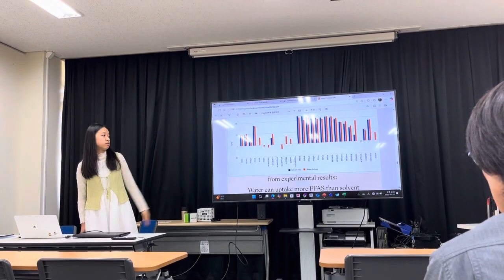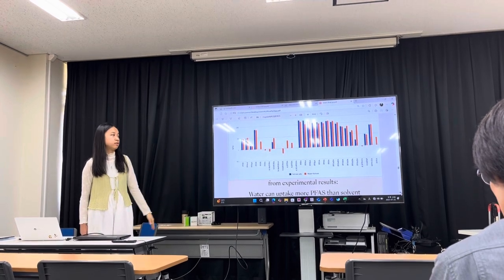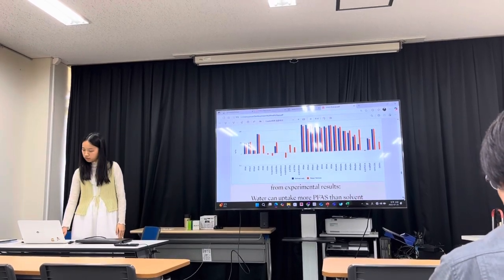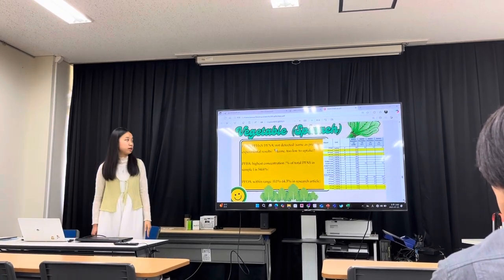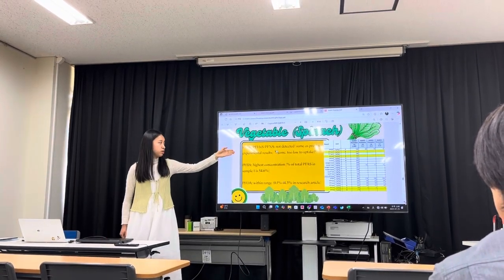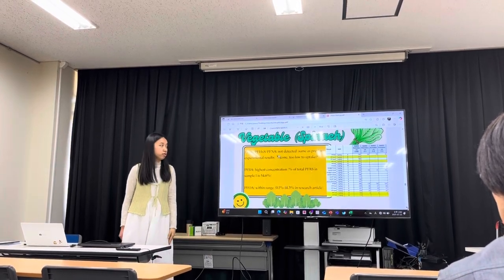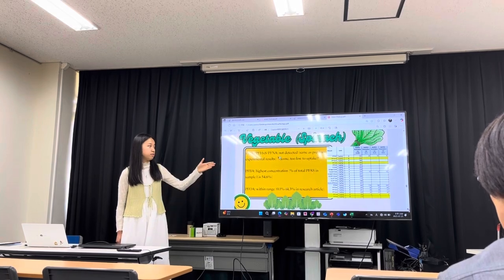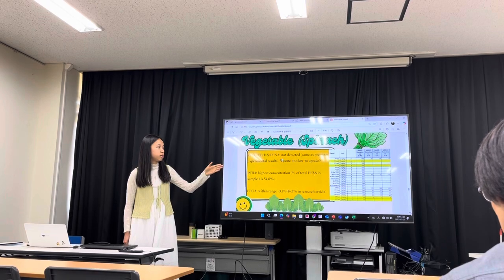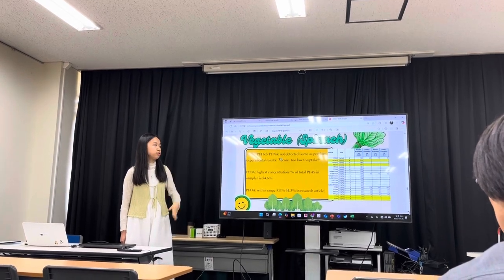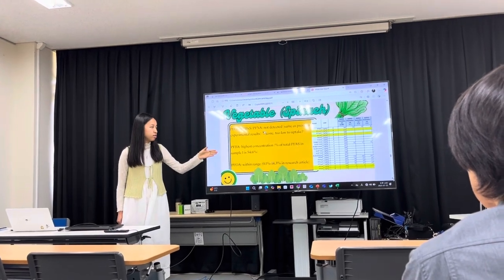So from the experimental results, we can see that water can uptake more PFAS than solvent. So let's move on to the vegetable part, spinach. For this, PFOS, PFHxS, and PFNA, these three compounds were not even detected, same as the previous experimental result in the article. So maybe the concentration is too low to uptake, or is there any other reason? For PFBA, it has the highest concentration.